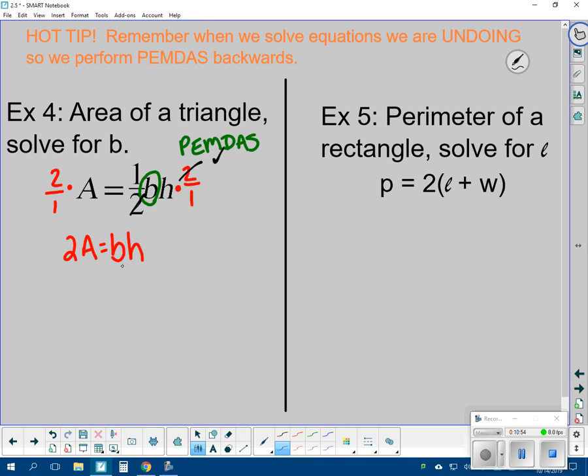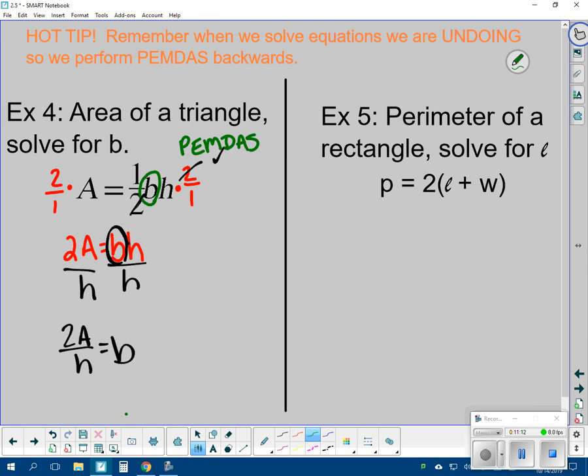Okay, then take your b, remember that's what you're solving for. And how are we going to get it alone? Well, the other multiplication by h can be gotten rid of by dividing by h. So we get 2a over h equals b.